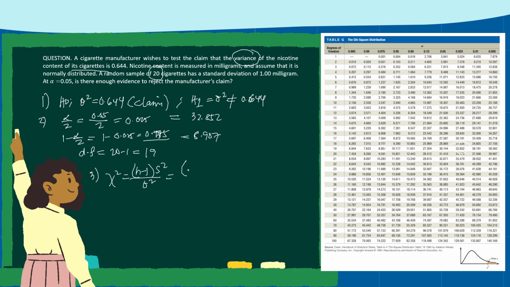So what is our n? 20 minus 1. What is our variance? The variance here is 1 milligram. So 1 squared over, and the variance for the population is 0.644. If you plug this in using your calculator, it would result to 29.5.